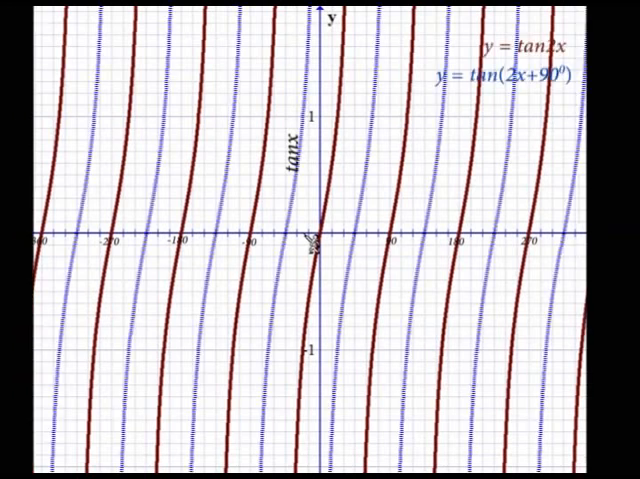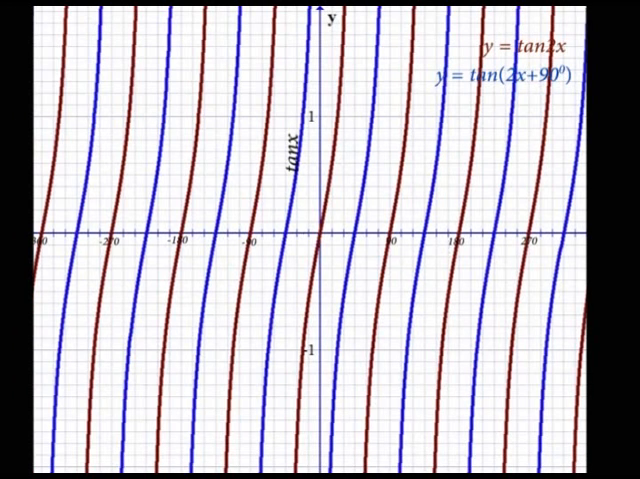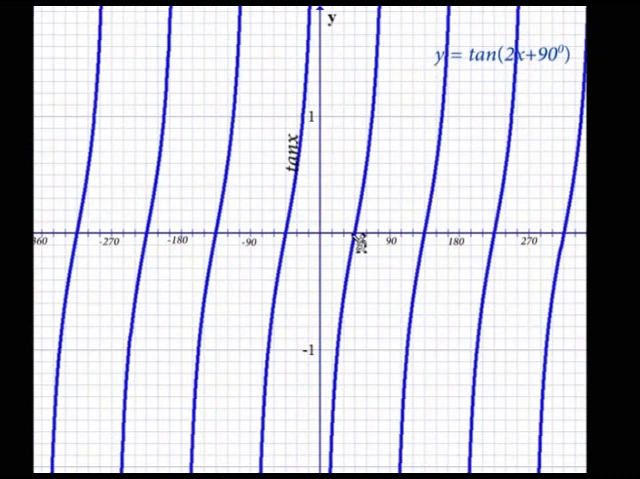Then we had a horizontal shift, so we divide c by b to get the shift. That is 90 over 2, which gives us 45. And because it is positive, it is a shift to the left. There is our final graph for the function y is equal to tan of 2x plus 90 degrees.